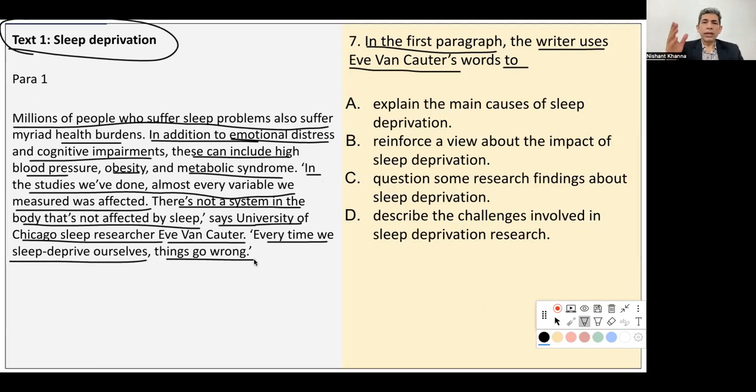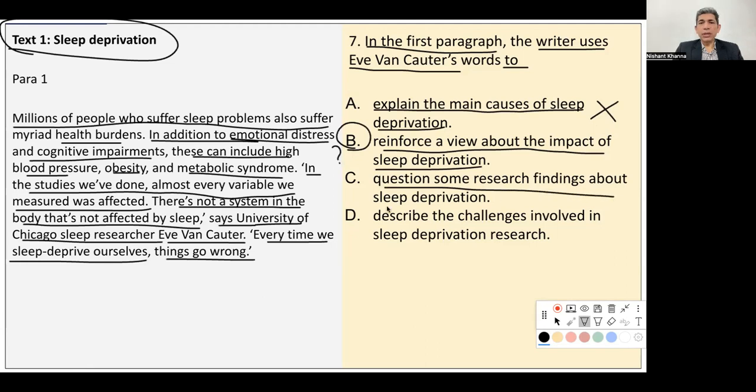Okay, so let us see what exactly the choices are now. Explain the main causes of sleep deprivation. Did he talk about the causes? Well, he did not. Reinforce a view about the impact of sleep deprivation. So he is talking about it, maybe this can be an answer. So let's put a question mark here. Let's shortlist it. Question some research findings about sleep deprivation. Is he questioning something?